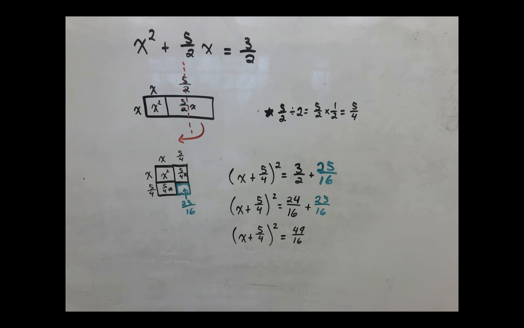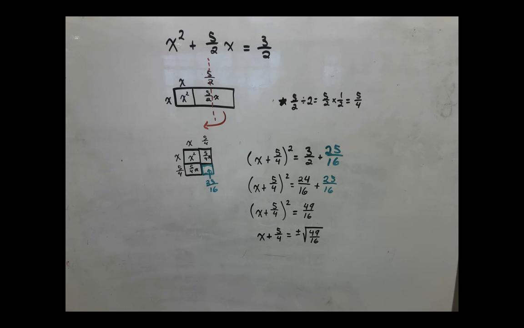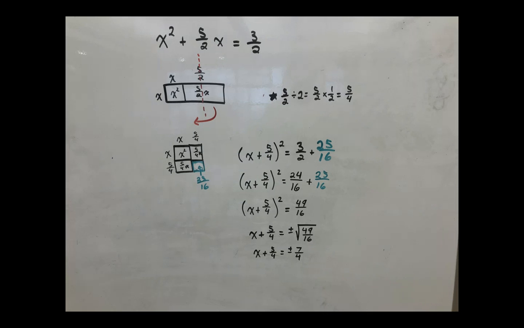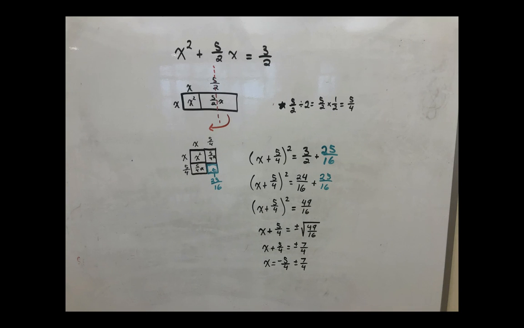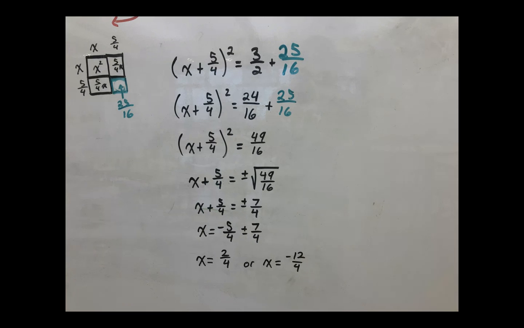When we add those, we're going to get x plus 5/4 squared equals 49/16. Square rooting both sides, and remember to have plus or minus, we've got x plus 5/4 equals plus or minus the square root of 49/16, and the square root of 49/16 is 7/4. So we've got x plus 5/4 equals plus or minus 7/4. Subtracting 5/4 from both sides gets us x equals negative 5/4 plus or minus 7/4. That's going to get us two solutions.